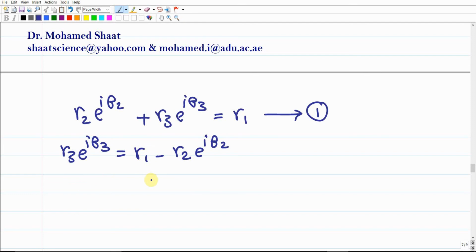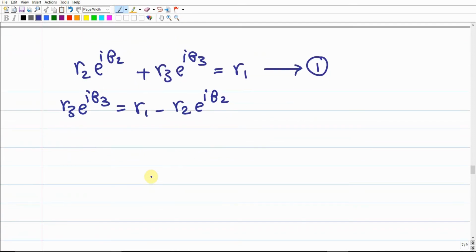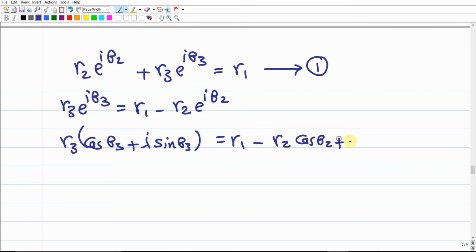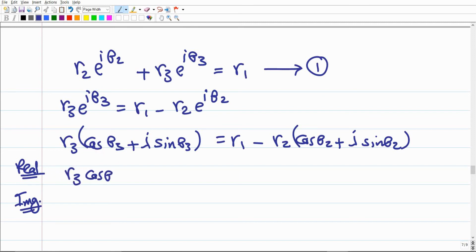Then if we decide to decompose this equation into its real and imaginary trigonometric form, it's going to be R3 (cos θ3 + i sin θ3) equals R1 minus R2 (cos θ2 + i sin θ2). Then we're going to split it and collect the real and imaginary parts. The real part will be R3 cos θ3 equals R1 minus R2 cos θ2.